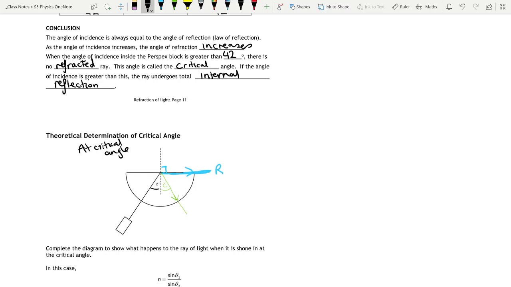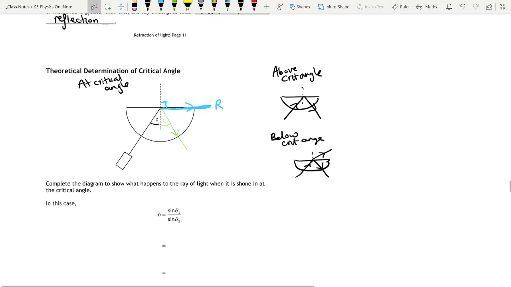If you shine light in above the critical angle, then all you get is reflection. If you shine light in below the critical angle, you get reflection and refraction. So you get reflection, you also get refraction. But we're looking at the critical angle just now.